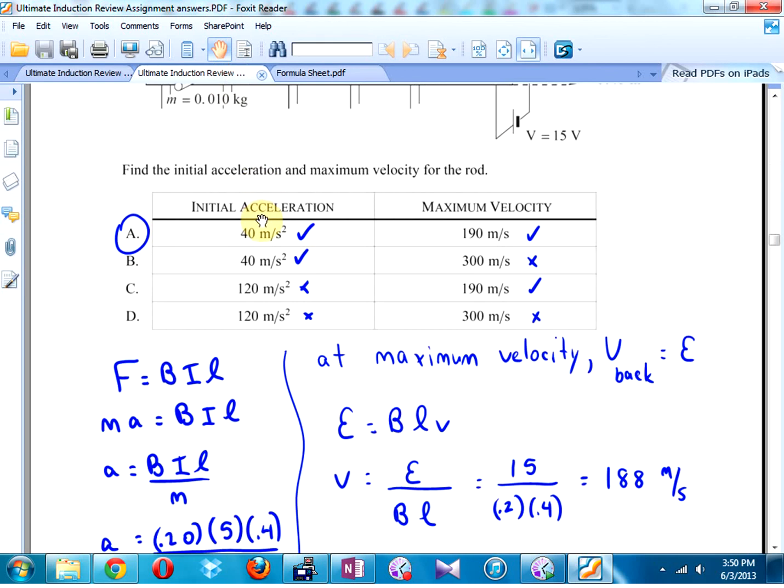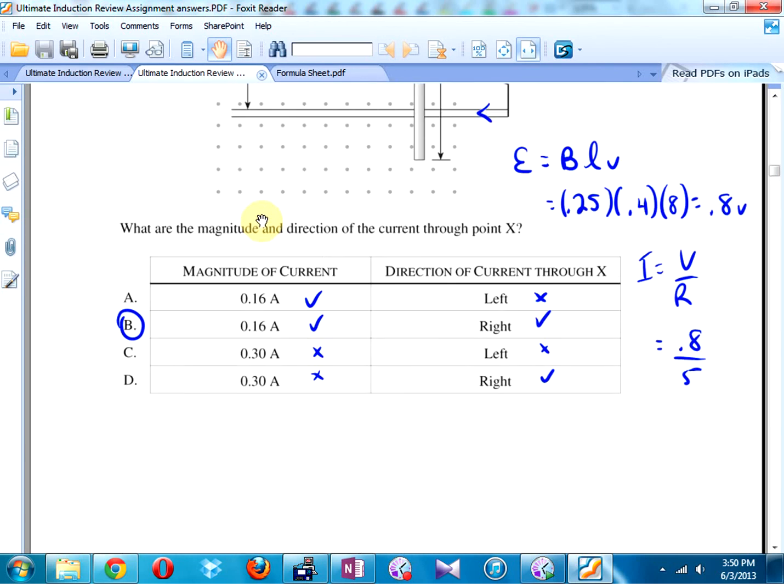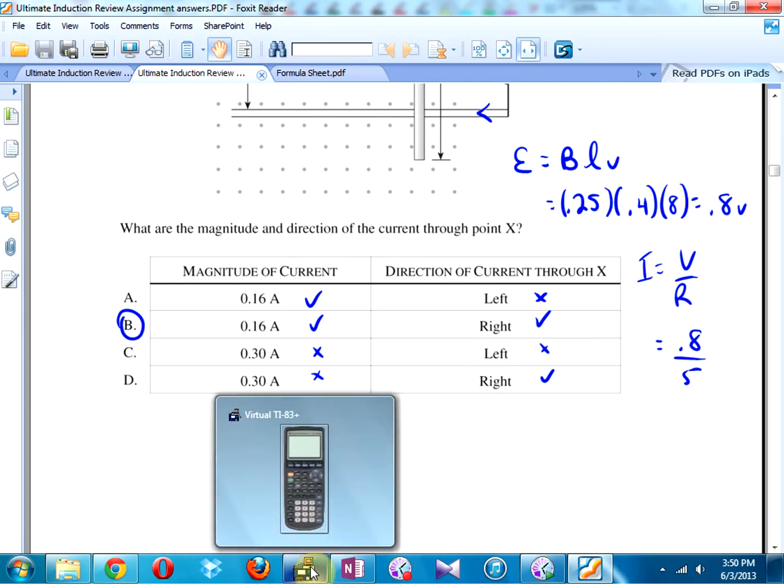This is number 8. Yeah. Yep. Nope, wrong one.